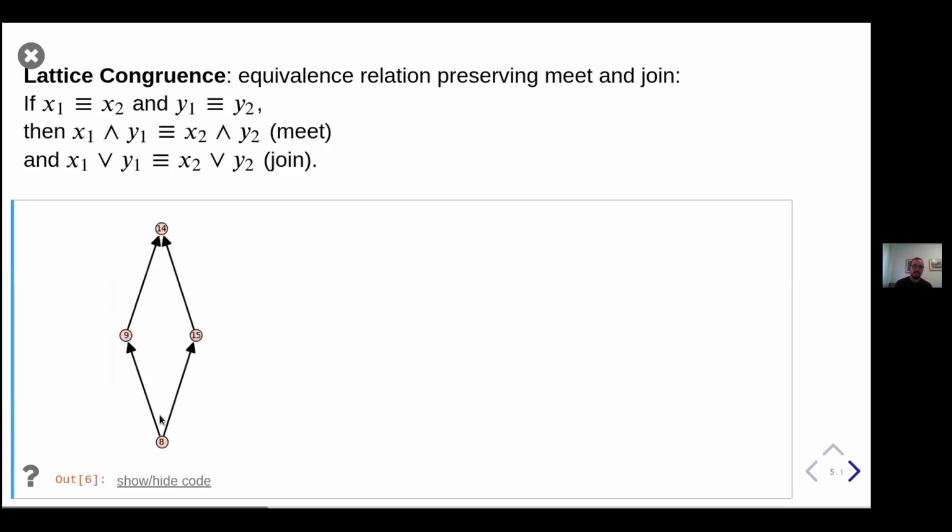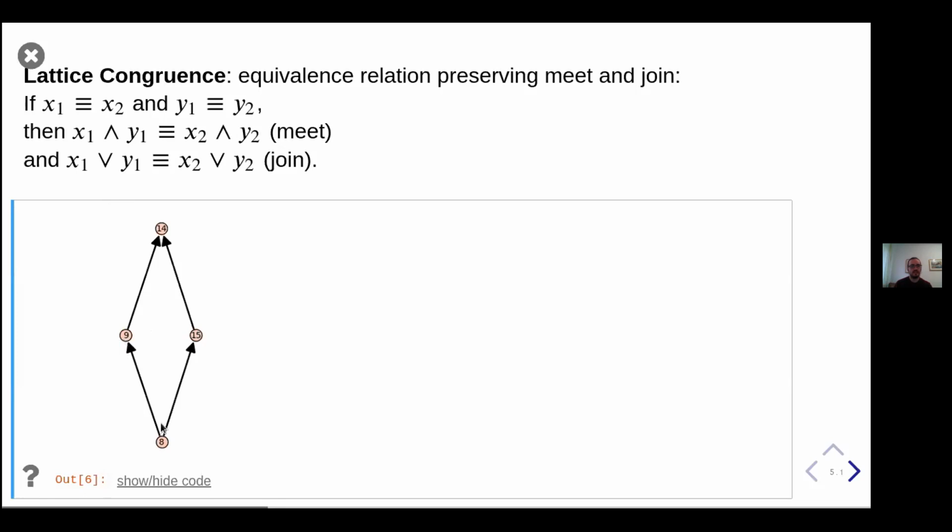And to look at a very simple example, this is just a little diamond cut out of the weak order. We have 8, 9, 14, and 15 as just numbers of regions or numbers of elements. And in order to obtain a lattice congruence, let's imagine we want to have a lattice congruence where 8 and 9 are congruent, so where 8 and 9 are glued together.